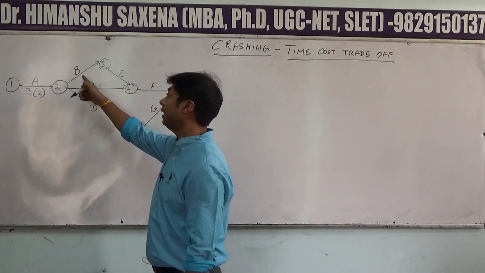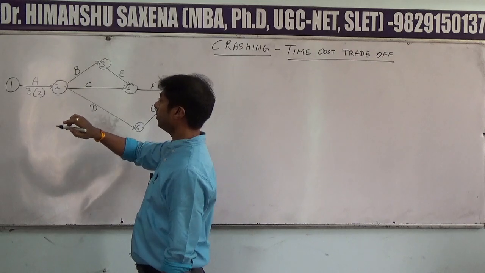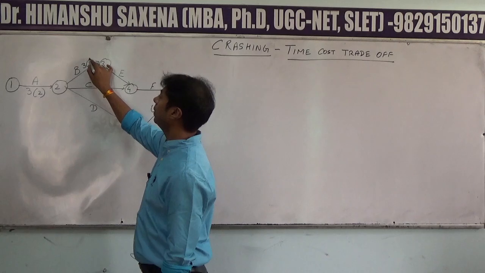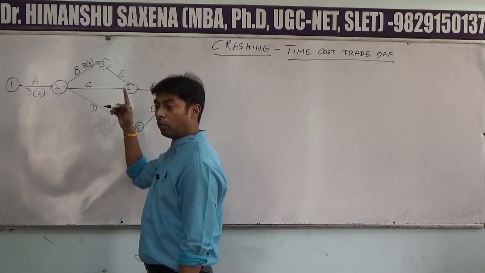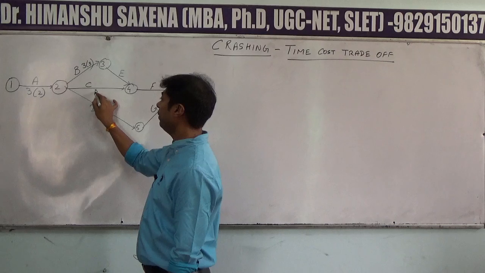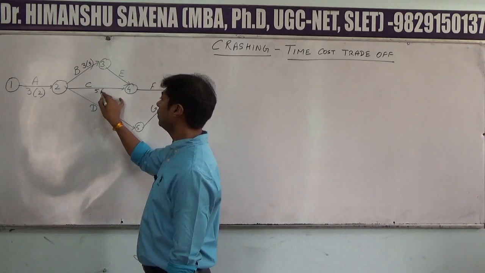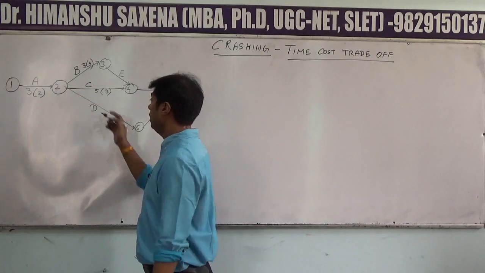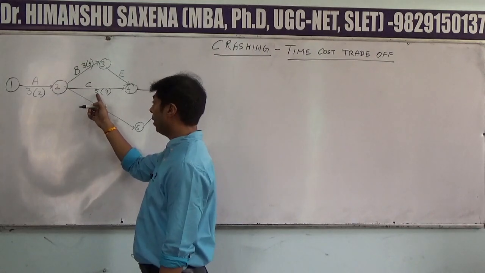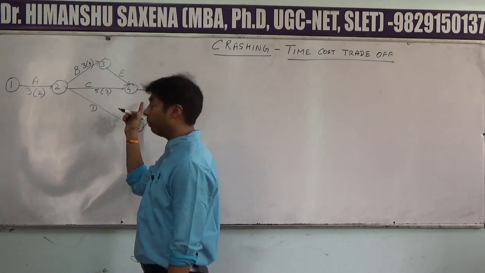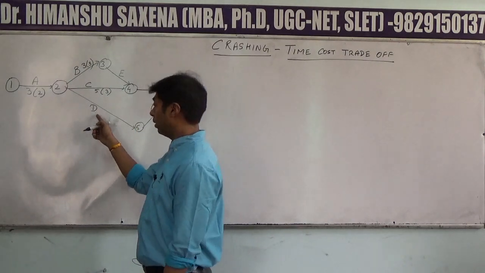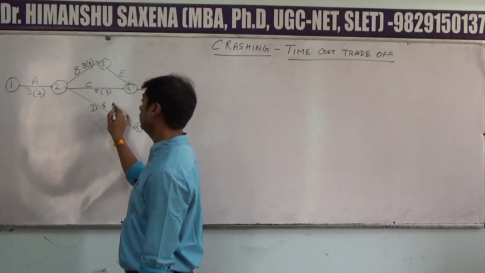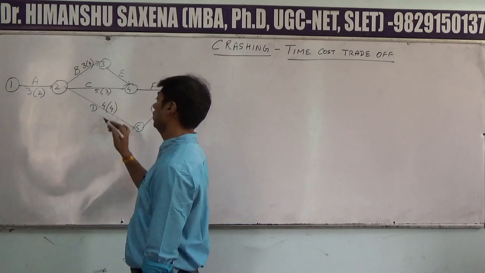Next, for activity B, what is the normal time? 3. And crash time? Also 3. Next, for activity C, normal time? 5. And the crash time? 3. Remember, crash time is the shortest time to do an activity. Now, normal time will always be written outside, and crash time inside the bracket. For activity D, what is the normal time? 4 weeks. And the crash time? It is also 4.